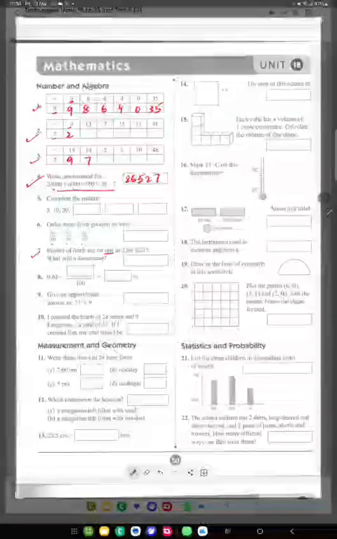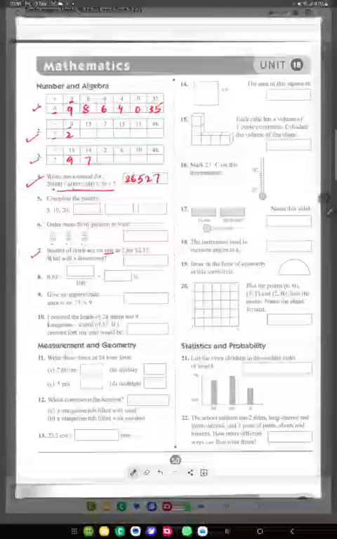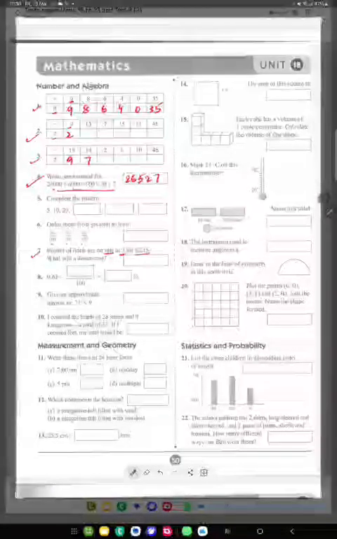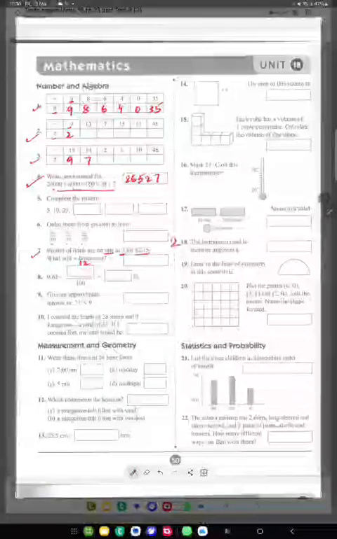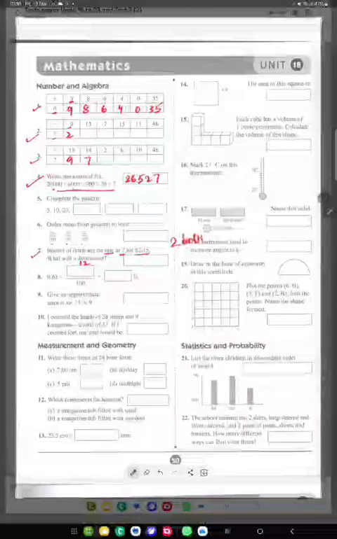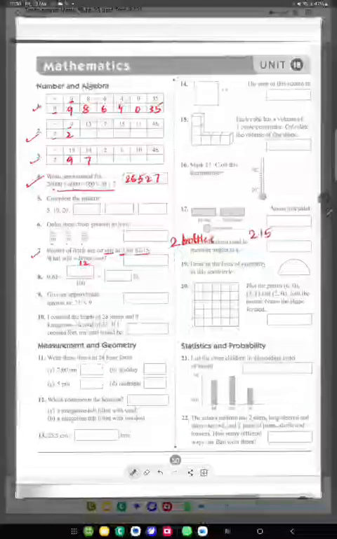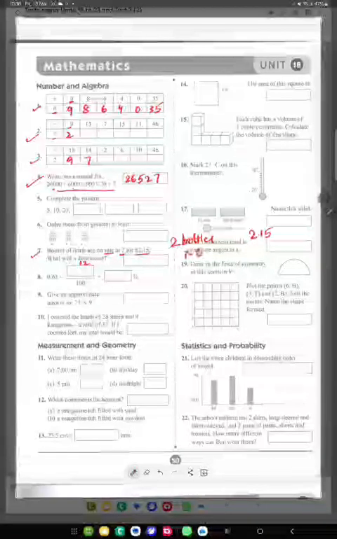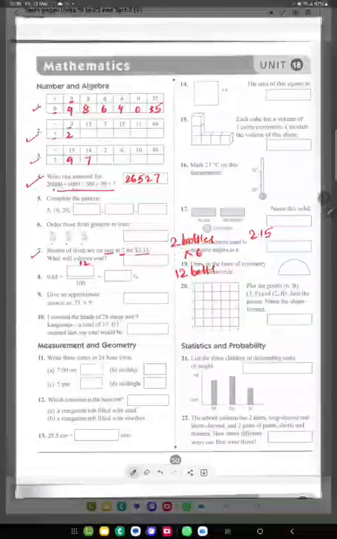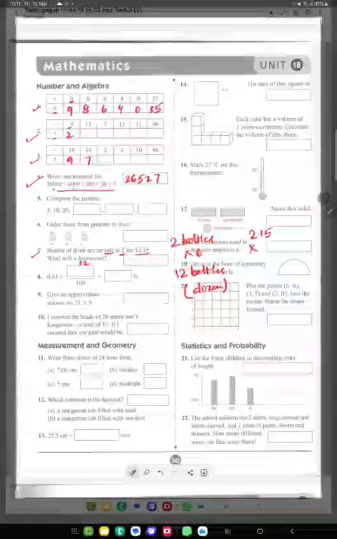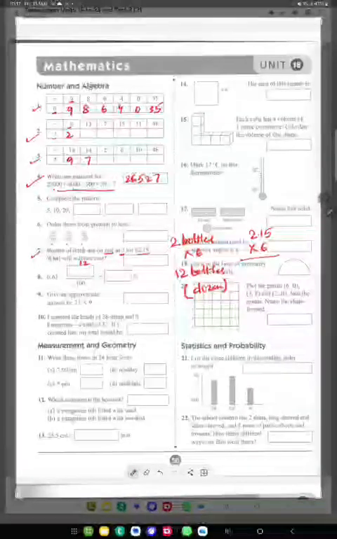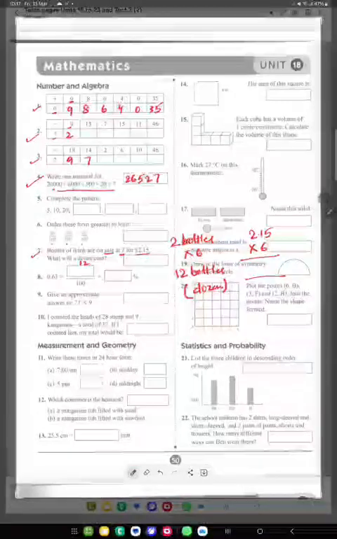For question 7, bottles of drink are on sale at 2 for $2.15. What will a dozen cost? A dozen means 12 of the bottles. So if I'm getting two bottles for $2.15, I want times 6 bottles, that means 12 bottles, which is 1 dozen. So I should times 6 the money as well. Just multiply 2.15 by 6, you'll get your answer. Okay, good.